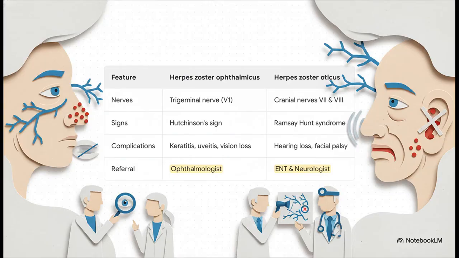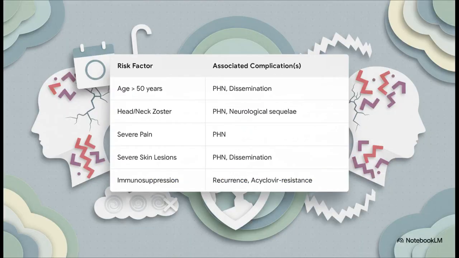Now, the guidelines call out 2 specific high-risk scenarios that you really have to be on the lookout for: herpes zoster ophthalmicus and oticus. For ophthalmicus, you're talking about the trigeminal nerve. You have to check for Hutchinson's sign. That's lesions on the tip of the nose. If you see that, it's a huge red flag for serious eye complications like keratitis or even vision loss. Then there's oticus, which involves cranial nerves 7 and 8. Think severe ear pain and facial palsy. That's Ramsay Hunt syndrome. For both of these, the guidelines are emphatic. Get an immediate referral to the right specialist. Ophthalmologist for the eye, ENT and neurology for the ear. No waiting.